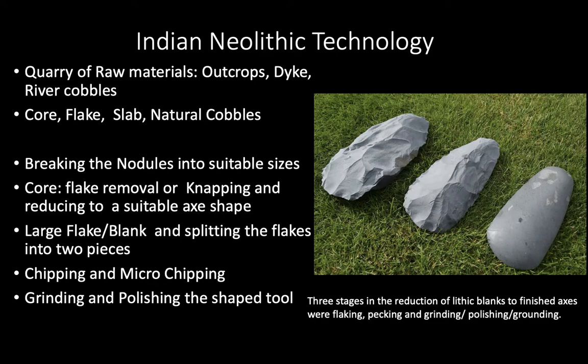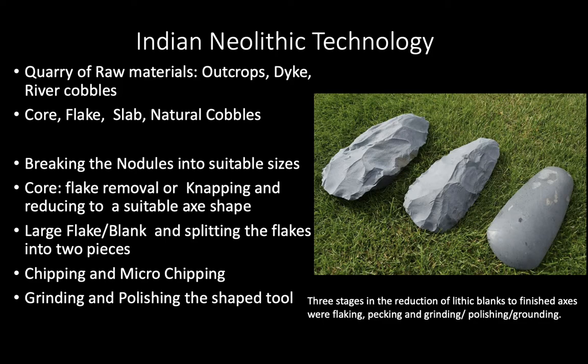And then what we find here is that the large flakes are removed from the core and then the flakes are turned into the blanks or the preforms for making the different axes or other types of tools. Often it has also been seen that they split the large flakes into two pieces and then both pieces are turned into axes.